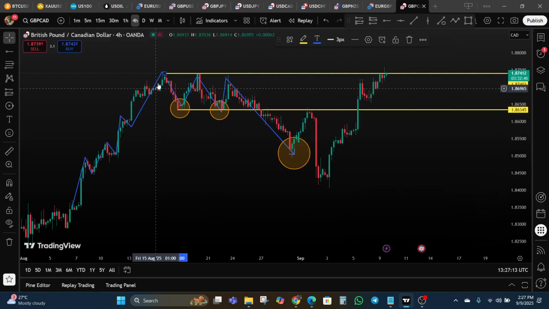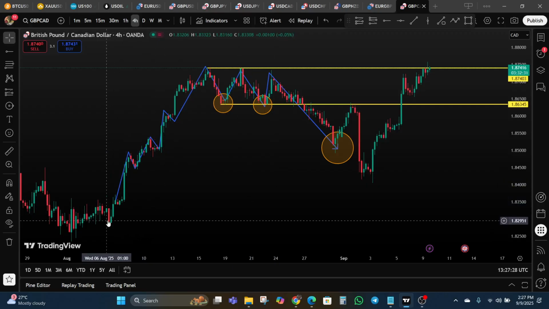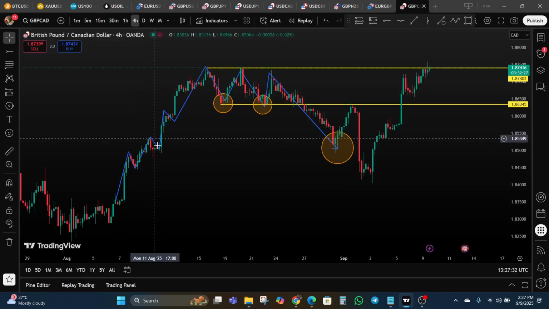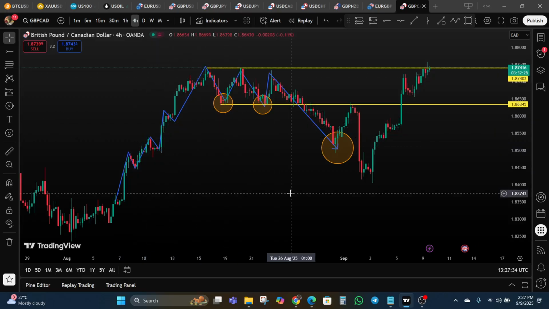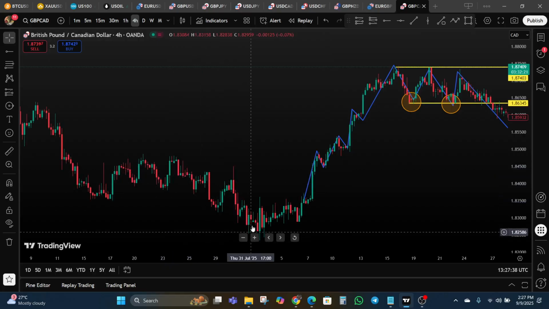Now, for beginners, you have to focus on learning the basics first, okay? That is identifying swings, drawing your structure lines, and watching for breaks. You need to avoid trying to predict every move. Make sure you identify the current trend first. Higher highs, higher lows show you an uptrend. When you have lower highs, lower lows, it shows you a downtrend.